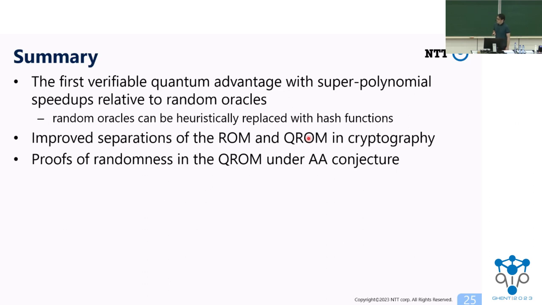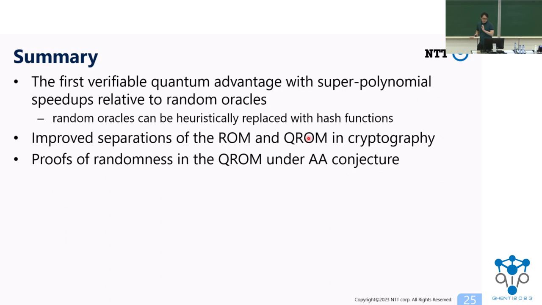Okay, so this is a summary of my talk. We give the first verifiable quantum advantage with super-polynomial speedups relative to random oracles. And by using the random oracle heuristic, random oracles can be heuristically replaced with hash functions. And we also improved separations of the random oracle model and quantum random oracle model in cryptography as an immediate corollary of our main results.